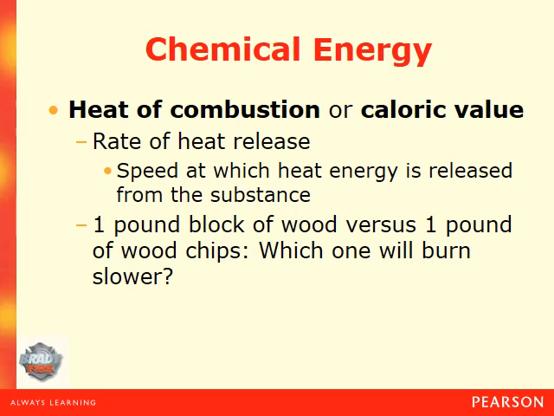Now, things will burn differently depending on what form they are in. And what we're talking about here is that rate of heat release. So we know that 1 pound of wood is going to burn, and it's going to release 8,000 BTUs of energy. Now, the question is, how quickly will it release that 8,000 BTUs? And that goes into what form it is in.